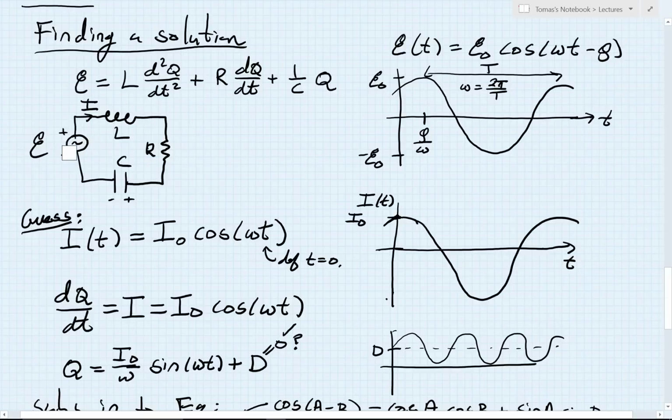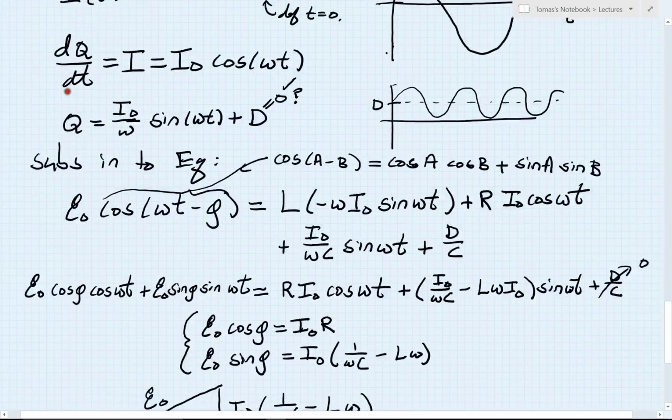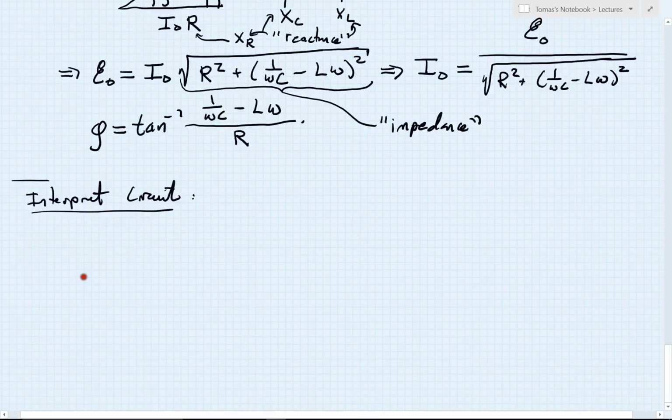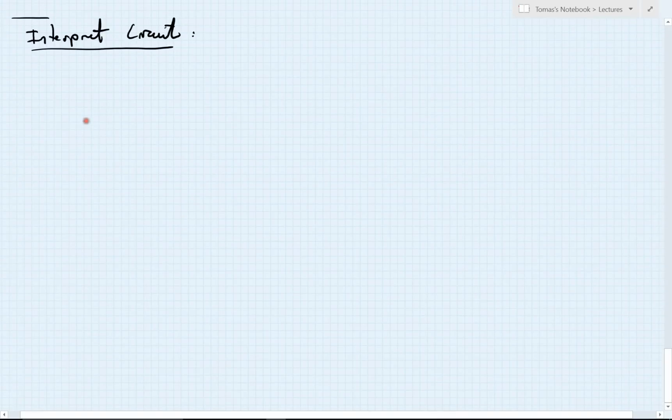And what we're asking is, for a given amount of input, what then is the current response? That's what I0 is telling us. It's telling us the amplitude of the current response, and the phase phi is telling us the relationship between when we have a maximum input voltage and when we have a maximum response current. So really the question that we have answered is, how does the current behave? So this is the current behavior.